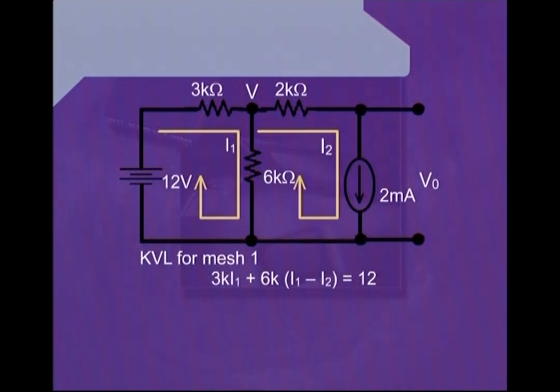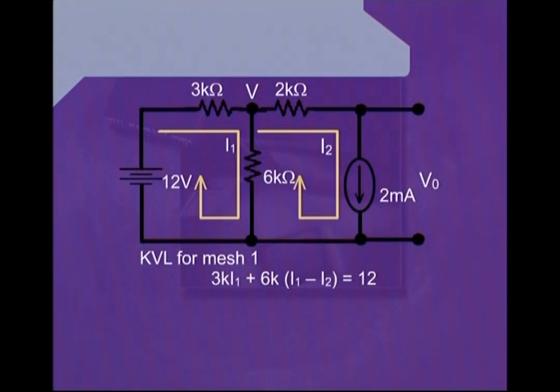And because we have considered that current I1 is passing through the mesh 1, therefore, in terms of voltage using Ohm's law, we can write the voltage drop across 3 kilo ohm resistance as 3K into I1. Now, we pass through this resistance having a value of 3 kilo ohms, and we reach the point which is marked with the letter V.